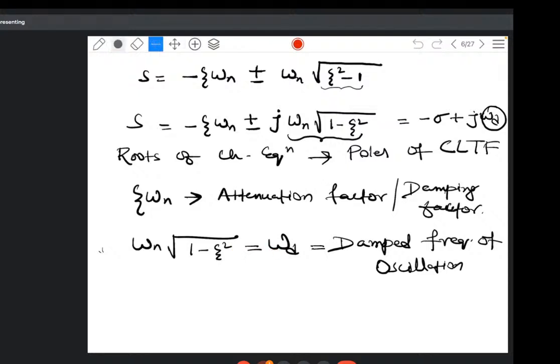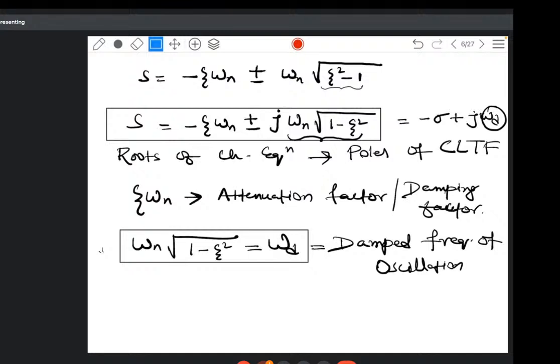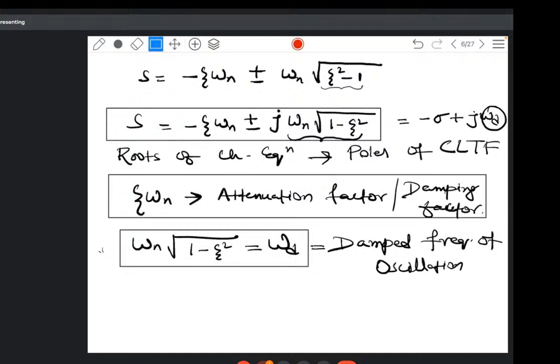So this is very important, so just note it down, this part you note it down, and this part you note it down, and this term you should know, because sometimes they'll ask you what is the attenuation factor. They'll give you the transfer function and they'll ask you what is the attenuation factor. So you can calculate zeta, you can calculate omega n, and then do the calculation. Is that clear to all of you?